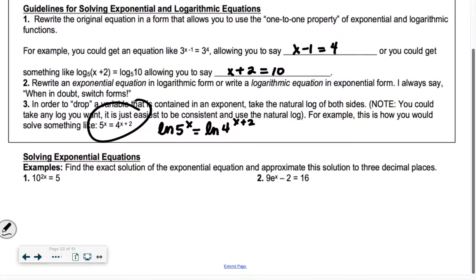All right, on this first one, if I have 10 to the 2x equals 5, I can solve this multiple ways. Can I get them so that they're the same base with a 10 and a 5? No. If I had a 5 and a 25, I could, right? 25 is 5 squared. With 10, I can't do that. So I'm going to take either the natural log of both sides, or I'm going to switch forms. Let's say I switch forms. It's going to look like log base 5 of 10 equals, oh, I did it wrong, didn't I? Log base 10 of 5 equals 2x. Do we see? 10 to the 2x equals 5.